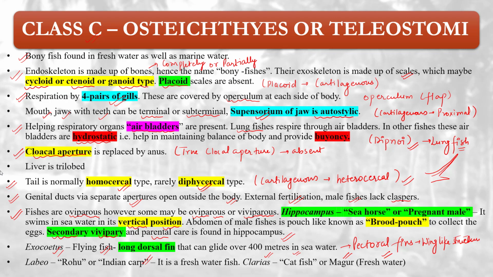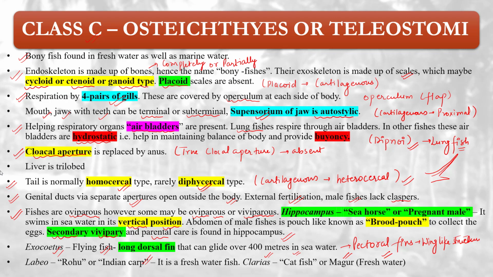Now, the jaw suspensorium is autostylic in bony fishes, but in cartilaginous fishes the jaw suspensorium is hyostylic. Is that understood? Now, they have an assisted respiratory organ known as what? The air bladder. Although in members of the Dipnoi, especially the lungfish, it is used as a secondary respiratory organ. That is why the name lungfish is given.